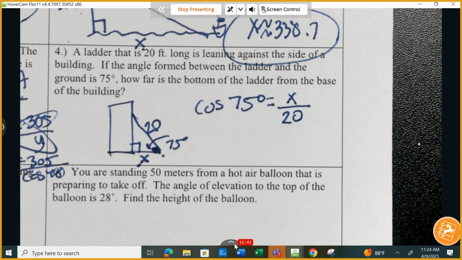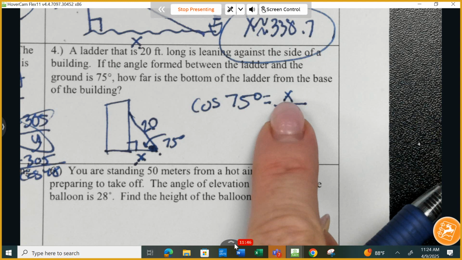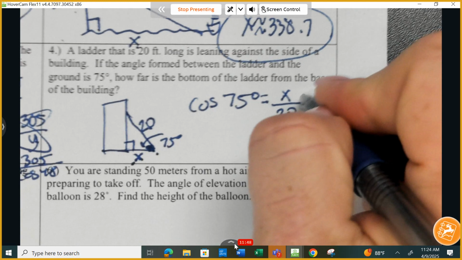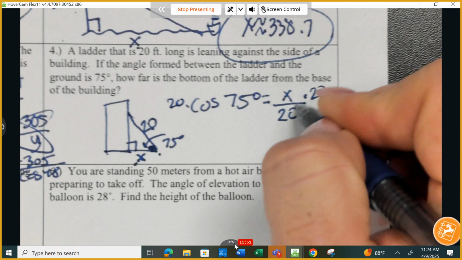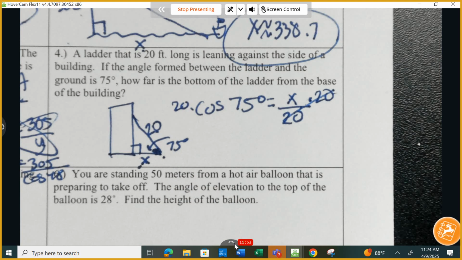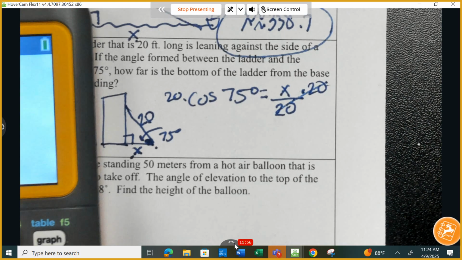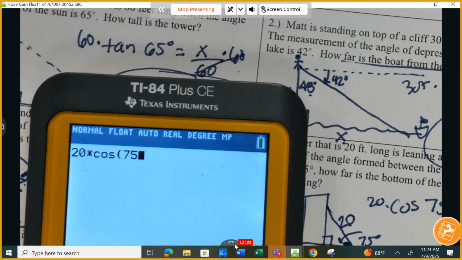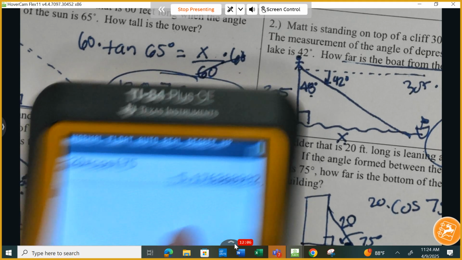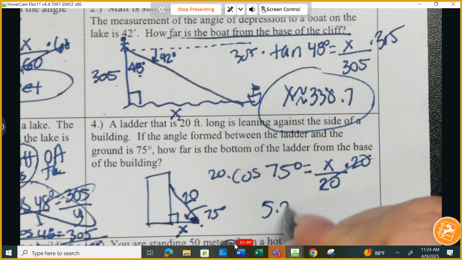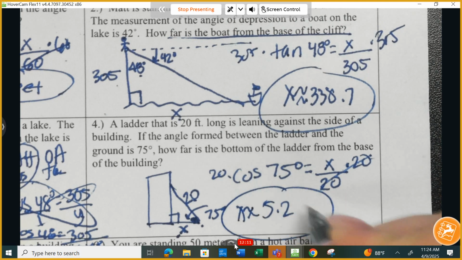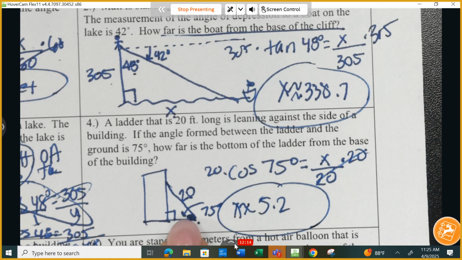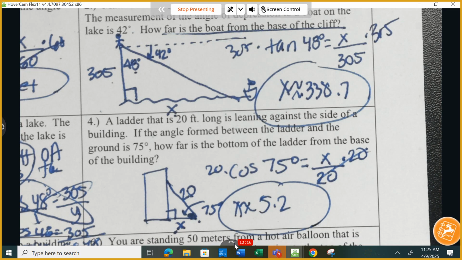Now what's different about number 4 compared to number 3 is that now the unknown part is in the numerator. So I'm going to multiply by 20 because opposite of dividing is multiplying. I plug this into my calculator and I have the answer. So I'm going to take 20, and I'll move this over so you can see, times the cosine of 75, and I'm going to round it to the nearest tenth. So 5.2. Okay, 5.2 feet. That's what my x is. 5.2 feet. That's how far the base of the ladder is approximately from the building.